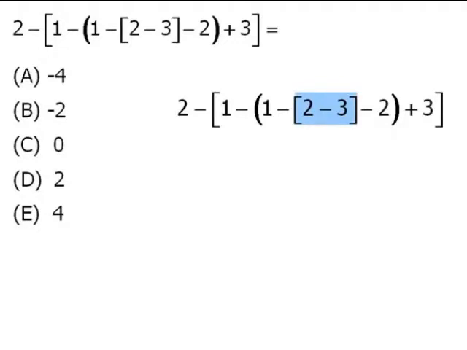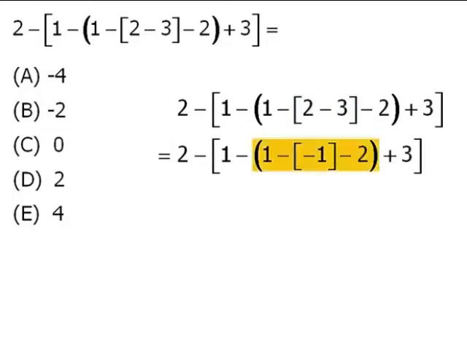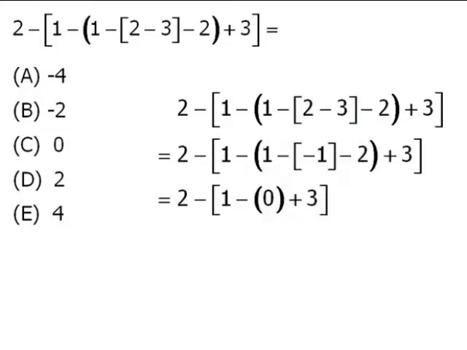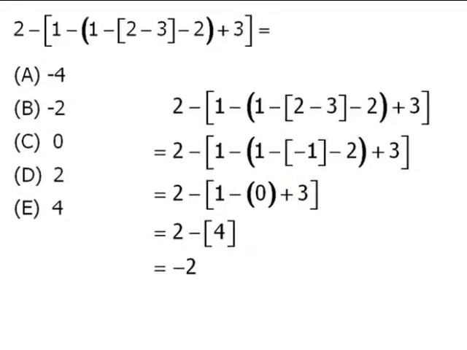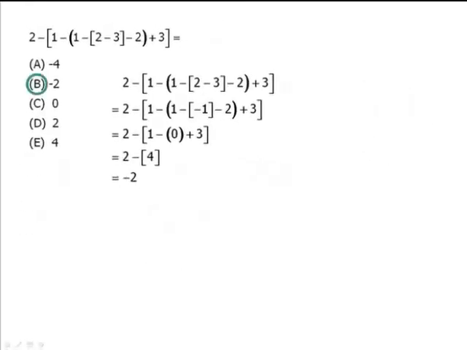2 minus 3 is equal to negative 1. 1 minus negative 1 minus 2 is equal to 0. 1 minus 0 plus 3 is equal to 4. And finally, 2 minus 4 is equal to negative 2. So our answer is B.